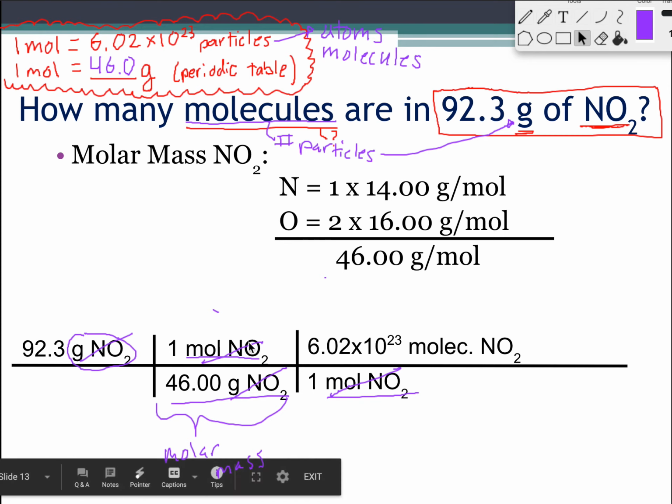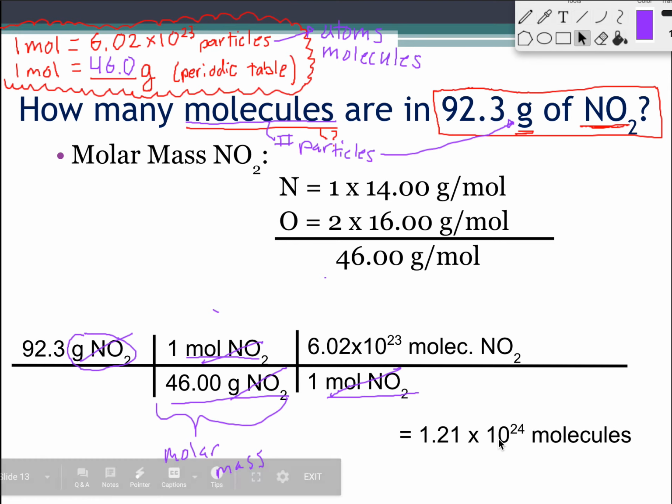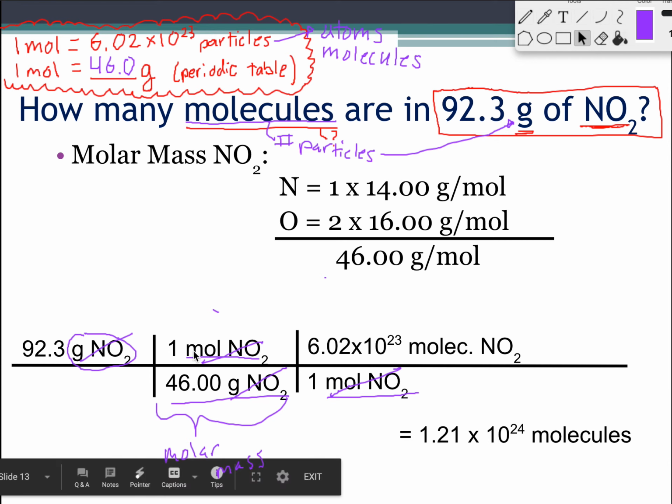All we have to do is multiply across the top and divide by the bottom just like always. If we do that correctly, we should end up with this answer. So go ahead and type that into your calculator and make sure that you're getting the correct answer. Remember, you need to multiply 92.3 times 1 times 6.02 times 10 to the 23rd, and then divide by 46 and divide by 1. If you do that in the correct order, that's the answer that you should get.